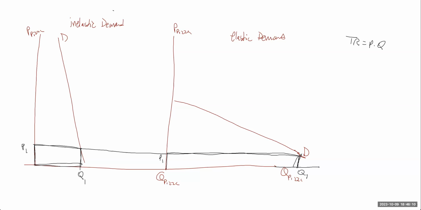Now let's see what happens if price goes up. Price goes up. P2. Q2. P2.